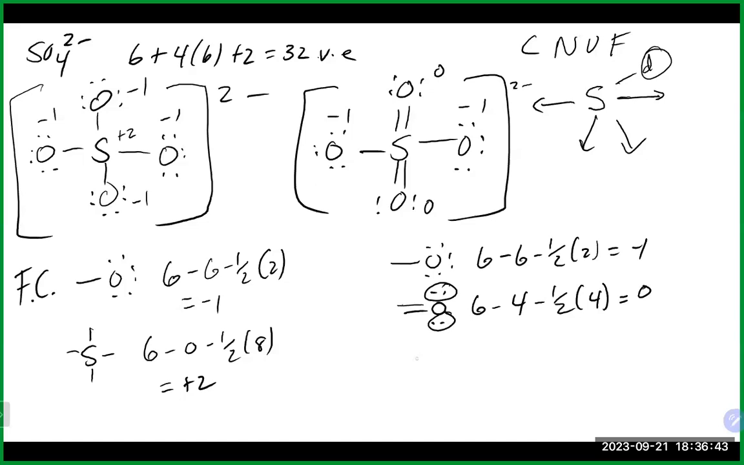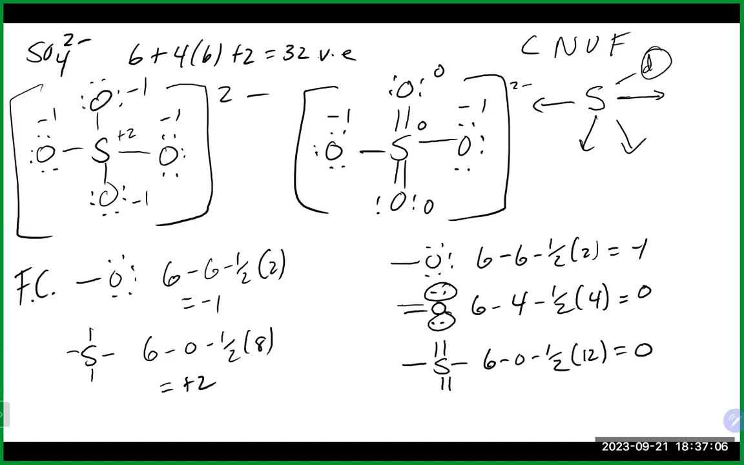And lastly, we will have our expanded sulfur happening here, which looks something like 6 minus 0 minus 1 half of 2, 4, 6, 8, 10, 12, which gives us 0 as well. In this case, which one is the better structure based on formal charge? It is actually the one on the right.